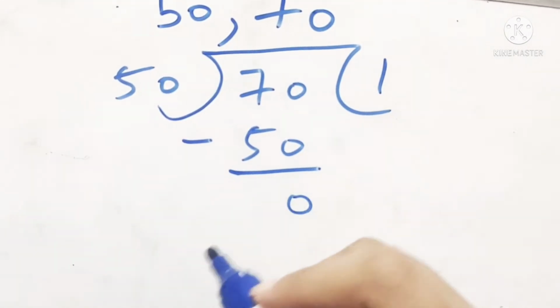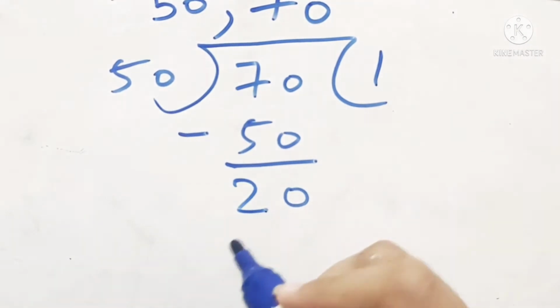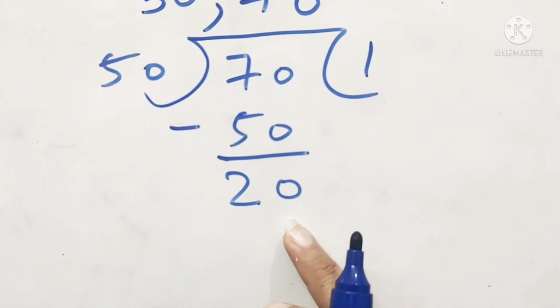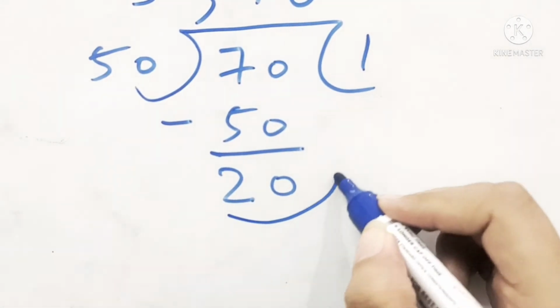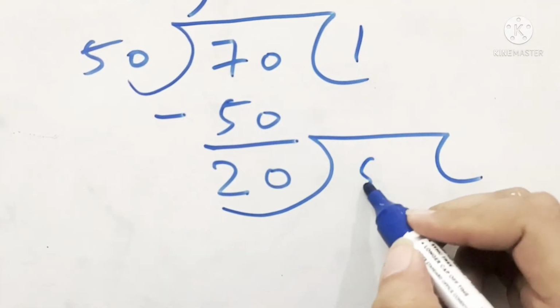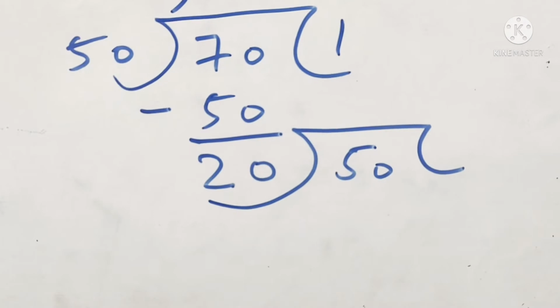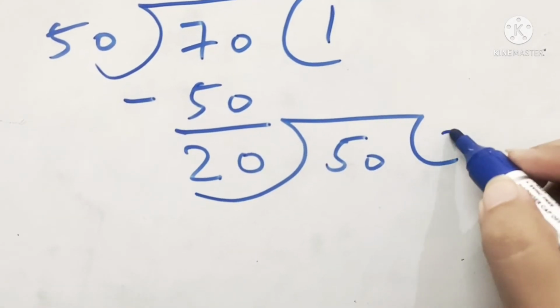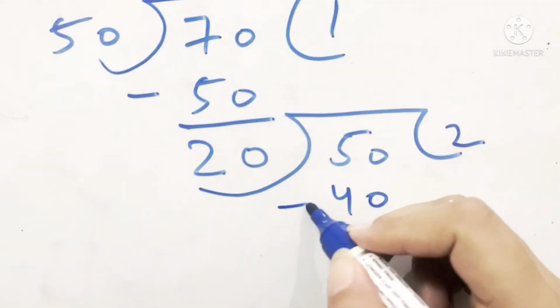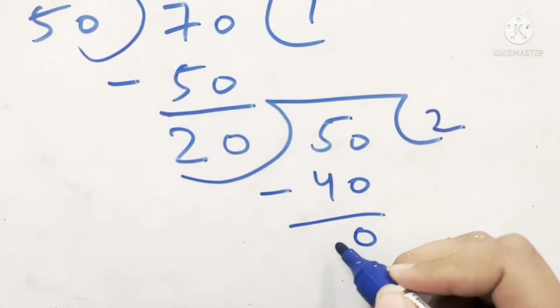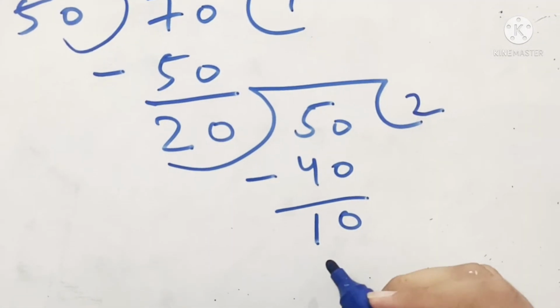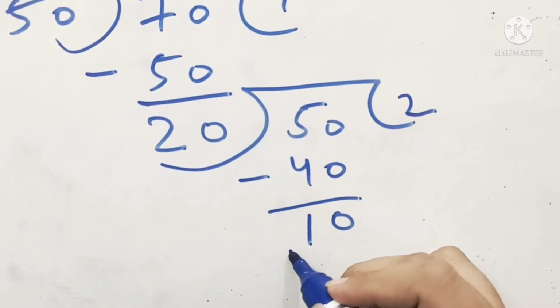So now 0 minus 0 will give me 0 and 7 minus 5 will be 2. Again I have not got the answer as 0, so I will carry the divisor inside the bar again, which will be 50. Now again I will divide 50 with 20. So 20 into 2 will give me 40, which is smaller than 50. Now again I will subtract it. I am getting 10. So I will continue my division process because I have not got 0.